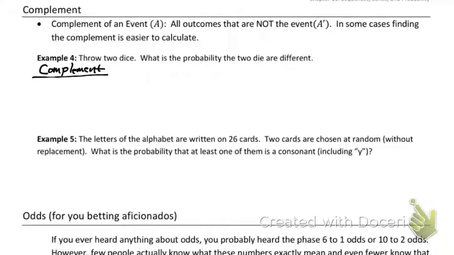So if the probability of the 2 die being different, what would my complement be? What's the complement of 2 die being different? What breaks that? Yeah. Getting pairs. So the complement, what if they're not different? What if they're both the same? That's the probability of both being the same, or they're both pairs.